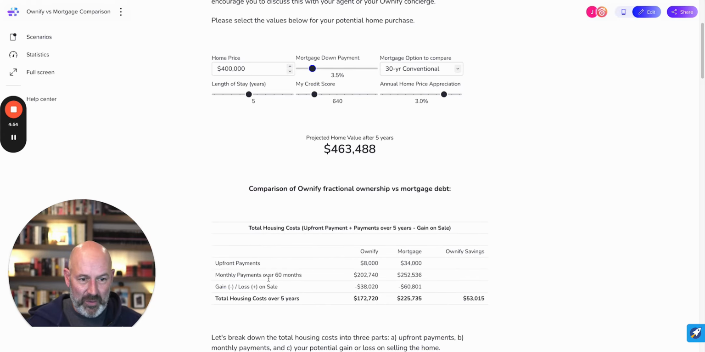So with both a mortgage and Ownify, you make a monthly payment over time, and the total of all of those monthly payments over 60 months is a dollar figure. For Ownify, in this case, would be $202,000. For mortgage, it would be $252,000. And then the third piece is your gain or your loss on sale.